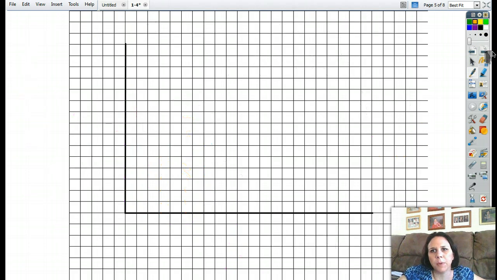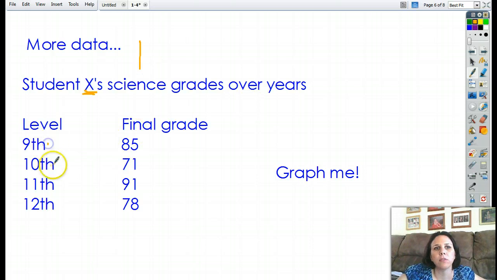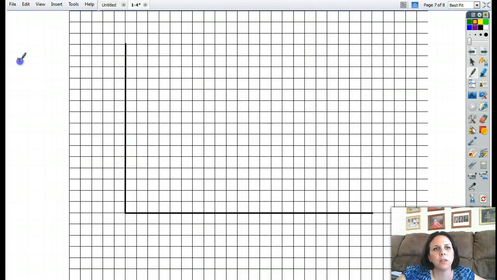Okay, well this kind of gives away what my next question is going to be. If this is my next data, what would the graph be on there? So I've got student X, so that's one person over 4 years. So I'm looking at one person over 4 years. So 9th grade in science, they got an 85. 10th grade, they got a 71. 11th grade, a 91. 12th grade, 78. How would we graph that? So, okay, 85, 71, 91, and 78.